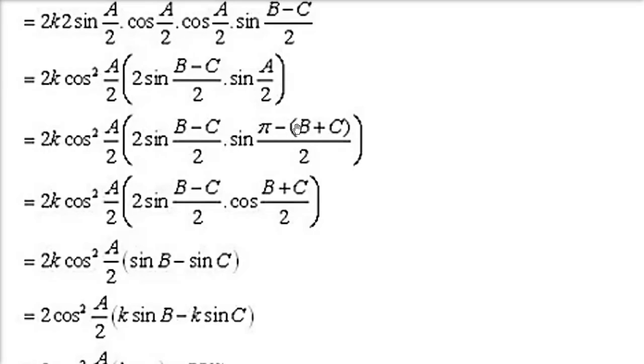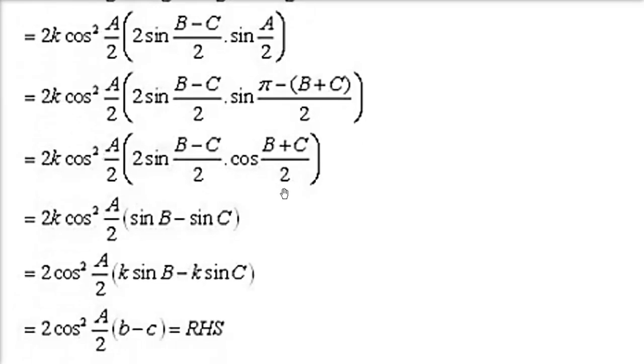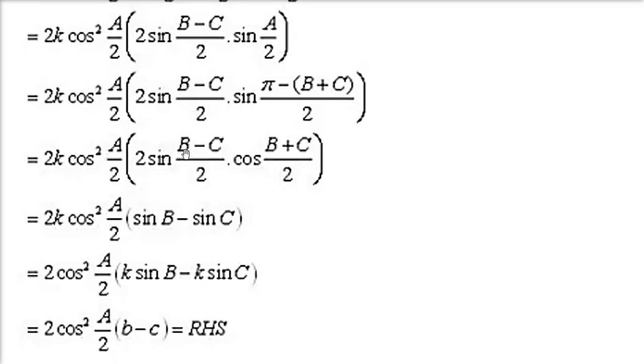Sin 90 minus theta is cos theta, so it will be cos (b plus c) by 2. So what do you get? Now you have this formula of 2 sin (c minus d). This is 2 sin (b minus c) by 2 cos (b plus c) by 2. This is nothing but sin b minus sin c.